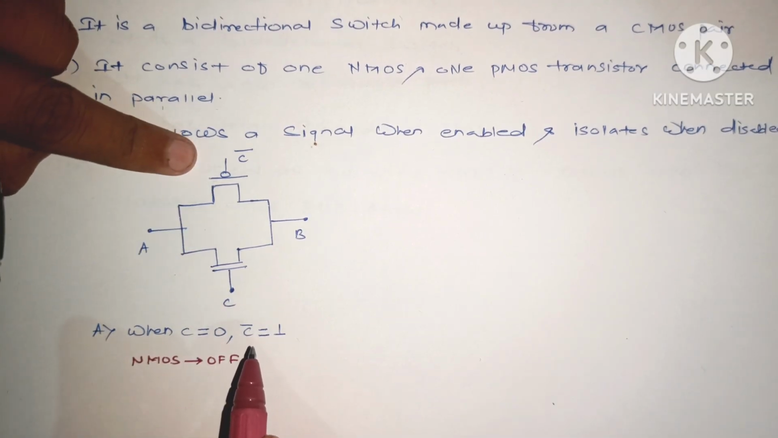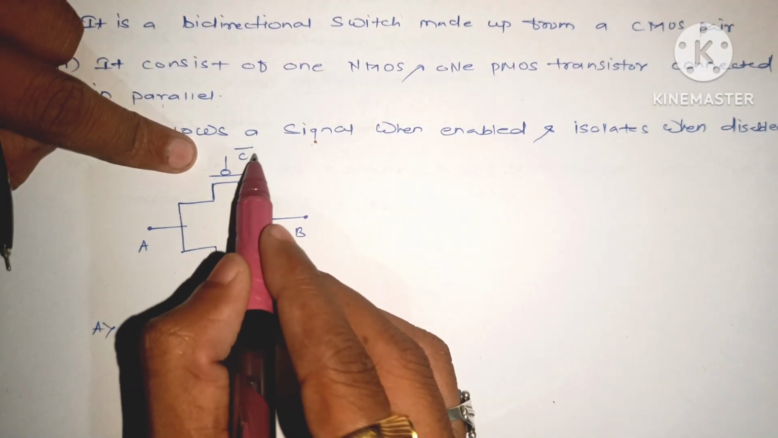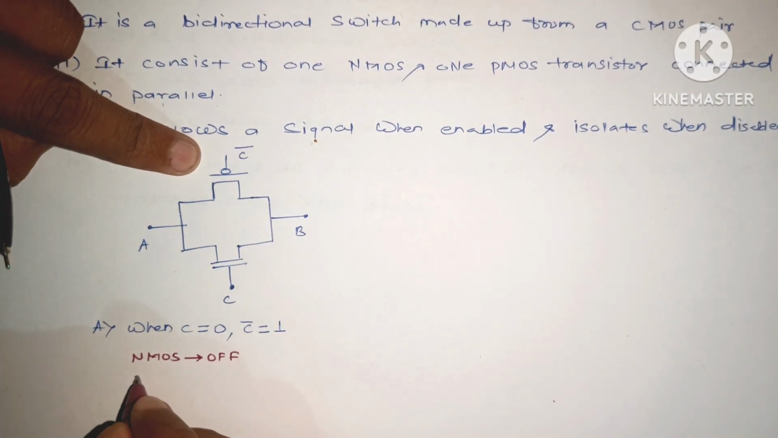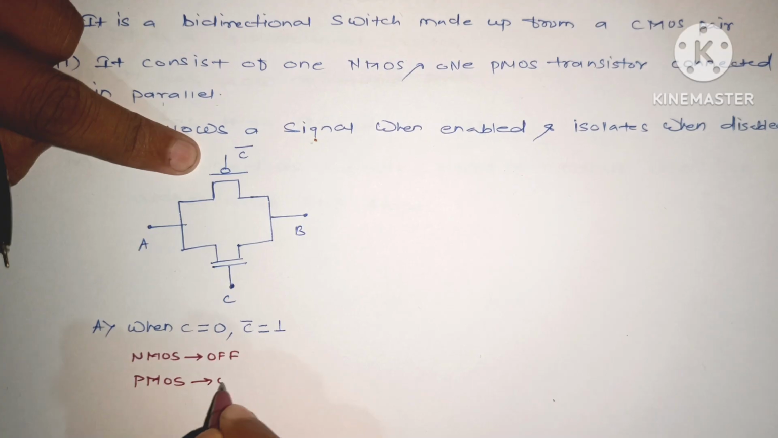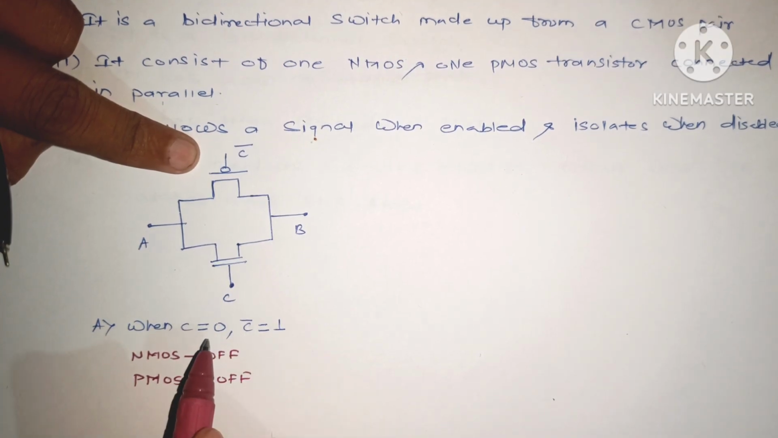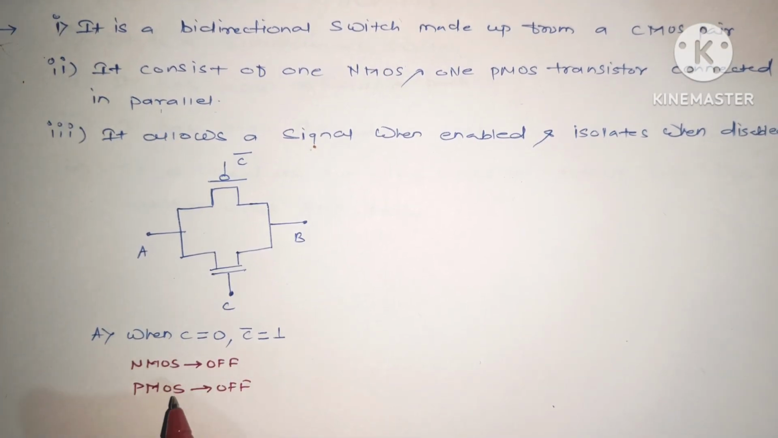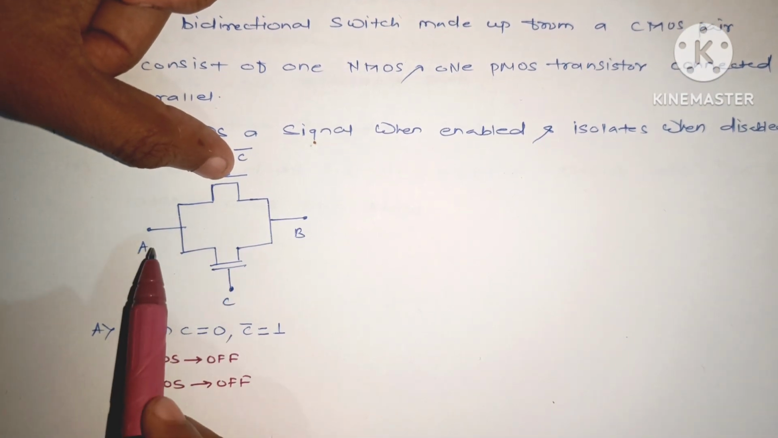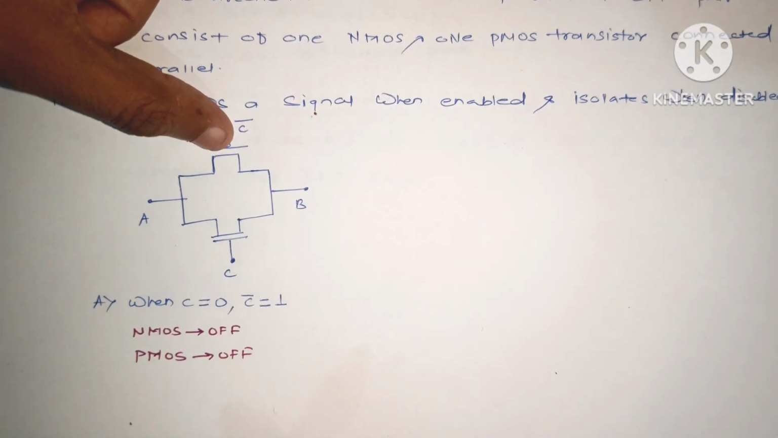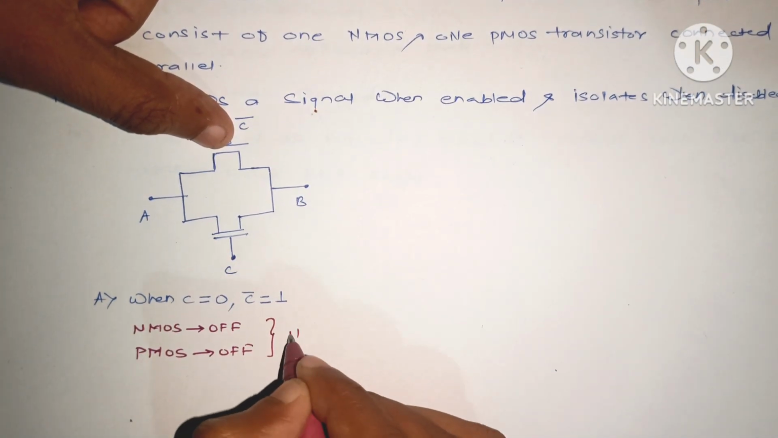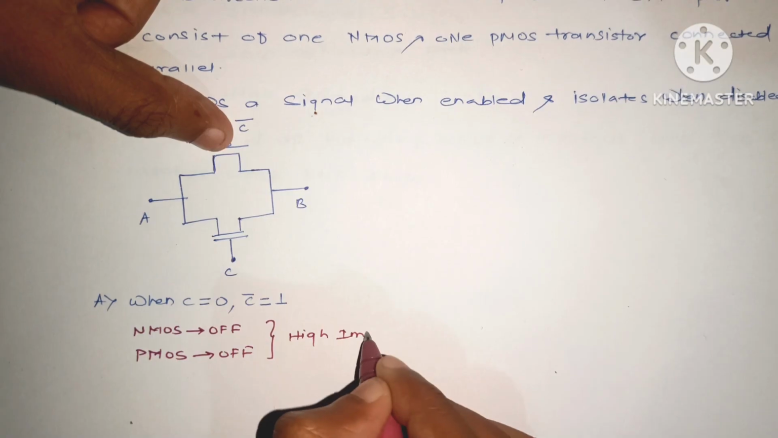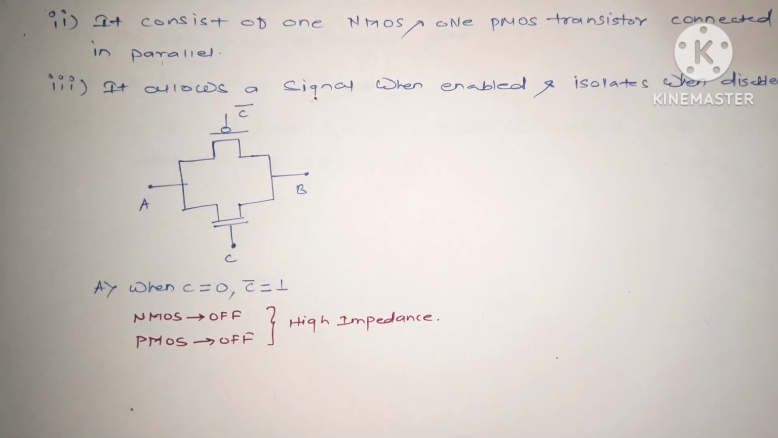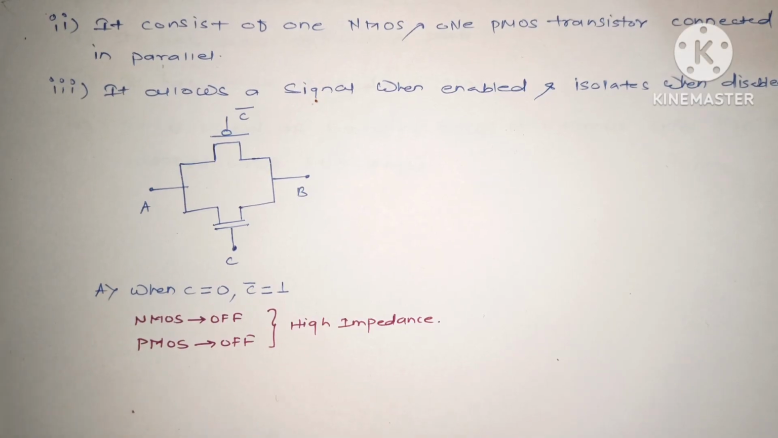Now coming to the point of PMOS, C bar is 1. That means if C bar is 1, its complement will be 0. So again, PMOS will be off. That means when the control signal is 0, both transistors NMOS and PMOS are in off condition. Now when both are in off condition, there is no point of providing input from A to B, and this particular condition is called high impedance. That means no signal is passed from the terminal A to B.